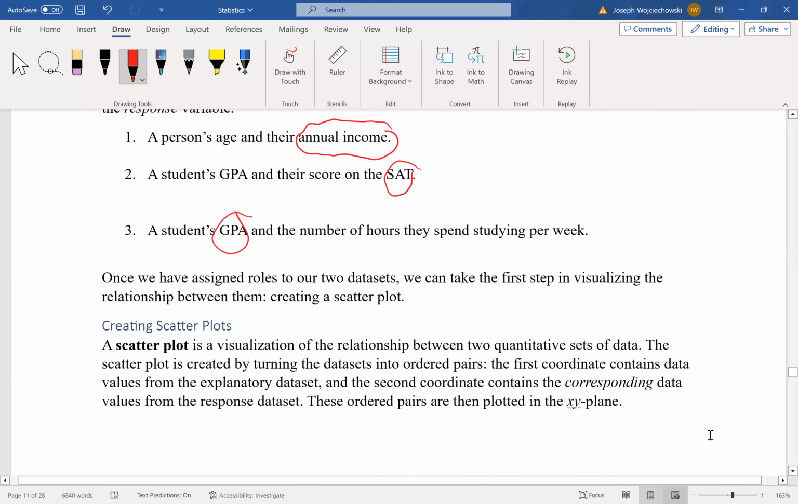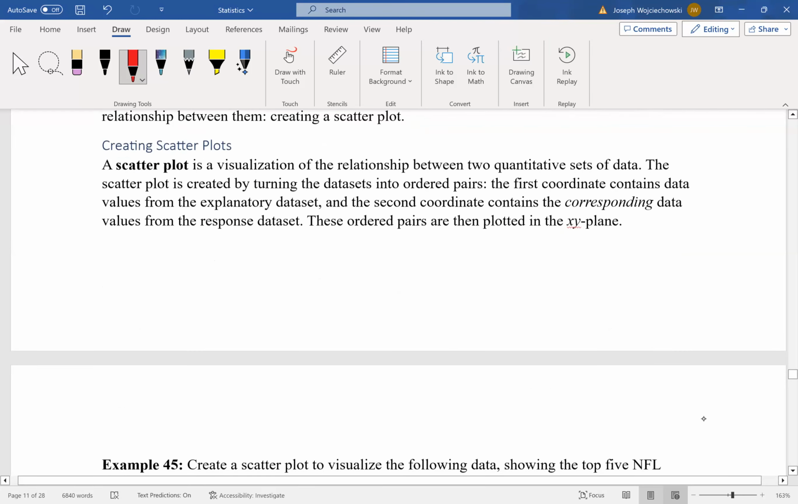Once we've assigned roles to our two data sets, we can take the first step in visualizing the relationship, creating a scatter plot. A scatter plot is a visualization of the relationship between two quantitative sets of data. A scatter plot is created by turning the data sets into ordered pairs. The first coordinate contains the values from the explanatory data set. The second coordinate contains the corresponding data values from the response data set. These ordered pairs are then plotted in the XY plane.